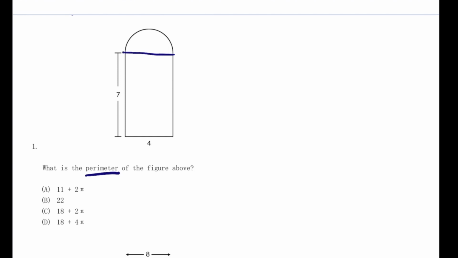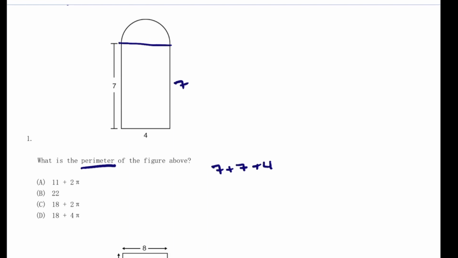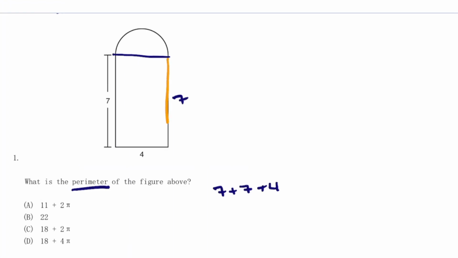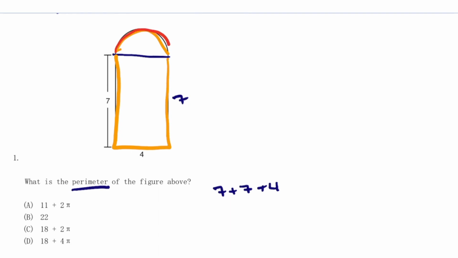So the perimeter is the distance around. So we have 7 on one side, 7 on the other, 4 on the bottom. And the perimeter we want to find is this orange. I'm just going to outline it so we can remember. So we want the 7 plus 7 plus 4 because we don't want that inner top part of the rectangle because that's not part of it. Then we need to add this half a circle.